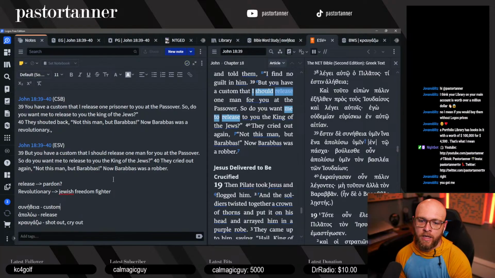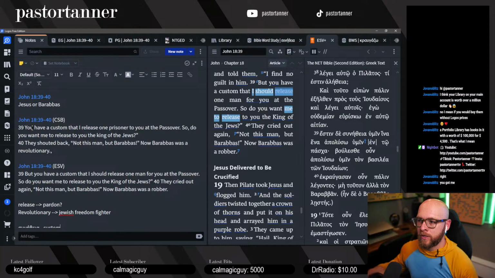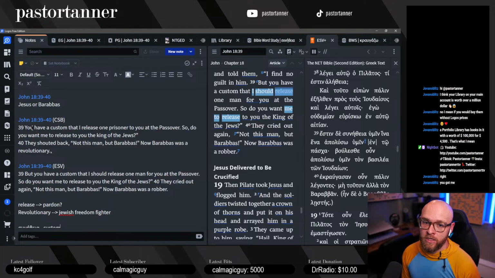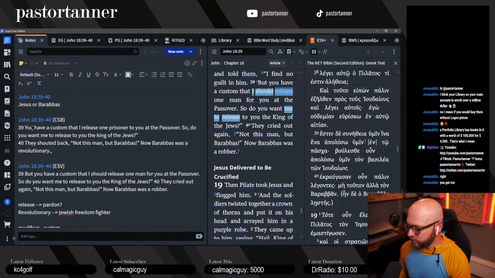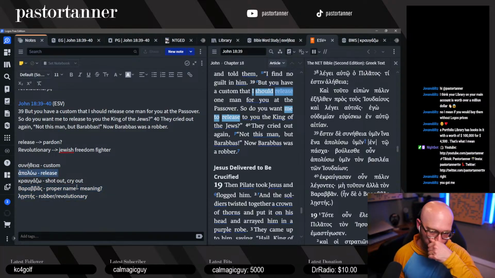I will tell you when you're selecting a smaller pericope, here are just 2 verses, it's more appropriate to go into in-depth word studies, right? Because you really want to understand what these words mean in their original context, and you can draw inferences based upon that. So, with that said, the ones I'm most interested in are Barabbas, and then this robber revolutionary one, and then release is probably the one I'm next most interested in, and then finally custom, and this meant to say shout out or cry out. So let's start with Barabbas.